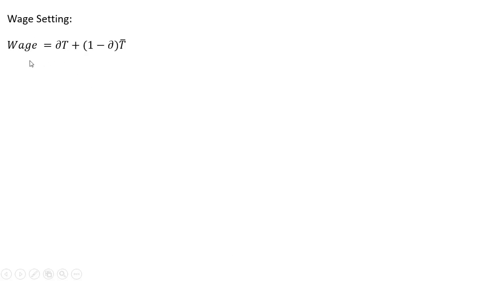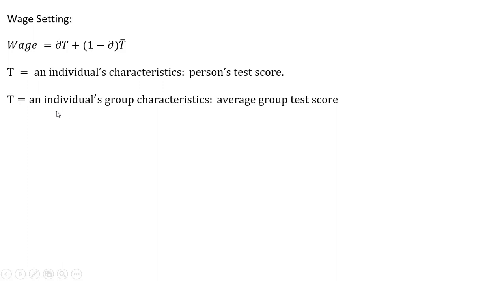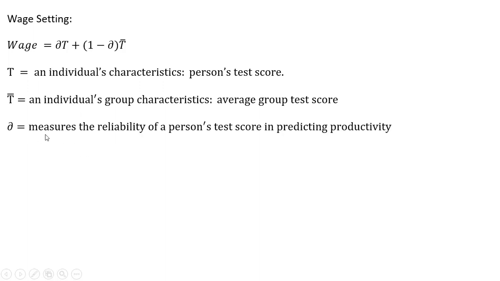So here we have a wage setting process where the wage equals the following. T is an individual's characteristics, for example, a person's test score, how a person has done on a particular test. T bar is an individual's group characteristics, maybe the average test score for a group. Alpha measures the reliability of a person's test score in predicting productivity.